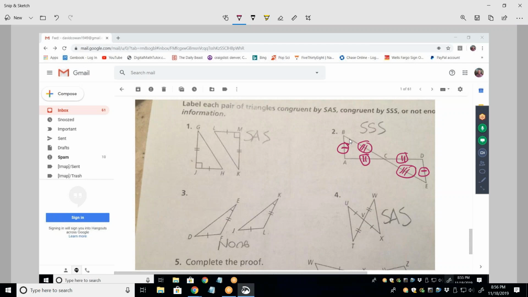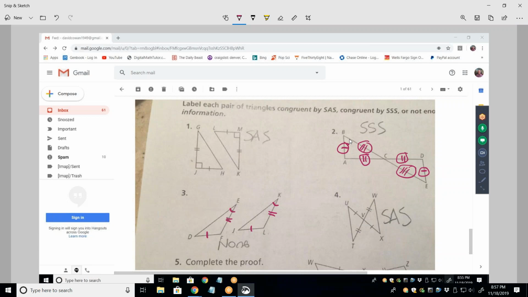And then for number three, I don't know how you get none. Okay, number 3 is a bit strange. Here's the one side, right? Yes. There's the other side. And we have that angle equal to that angle. So what is that? That's side, side, angle, right? Yeah. That's not enough to prove congruency. Side, side, angle does not prove congruency.